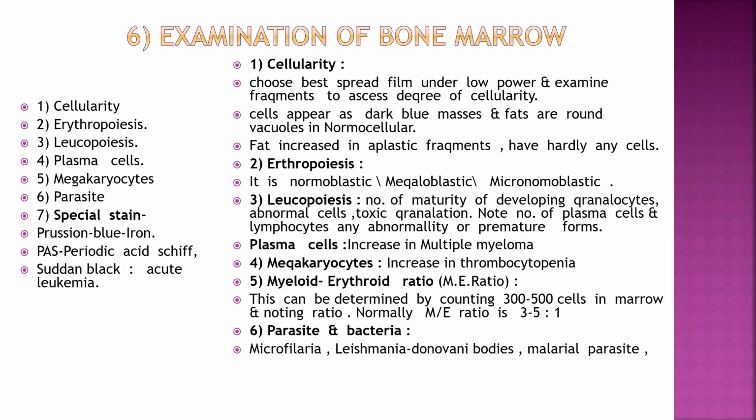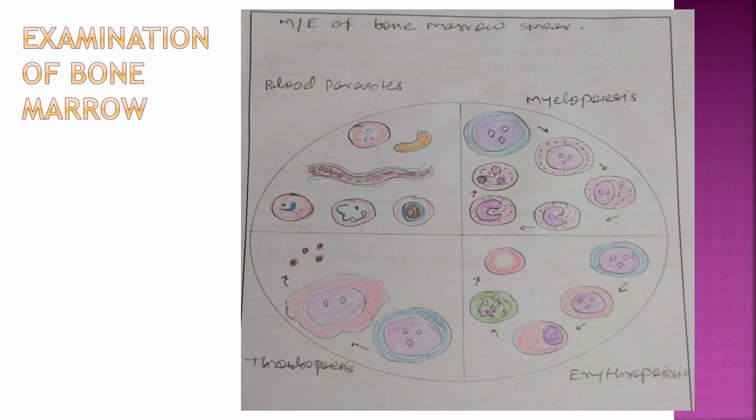In this picture we can see all the myelopoietic series like myeloblast, myelocyte, metamyelocytes, band forms, the erythropoietic series like erythroblast, normoblast, reticulocytes, and the thrombopoietic series like megakaryoblast, megakaryocyte, and platelets. So in this picture you can see examination of bone marrow: all the series of cells of myelopoiesis, erythropoiesis, thrombopoiesis, and blood parasites like microfilaria, Plasmodium species, or Leishmania.